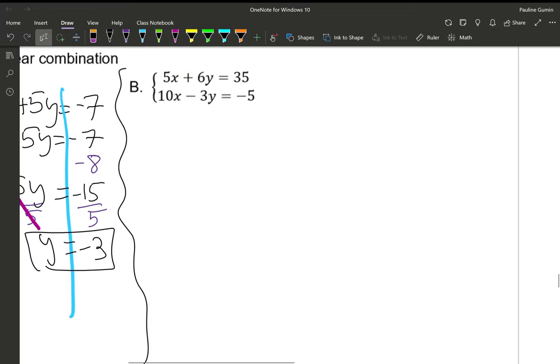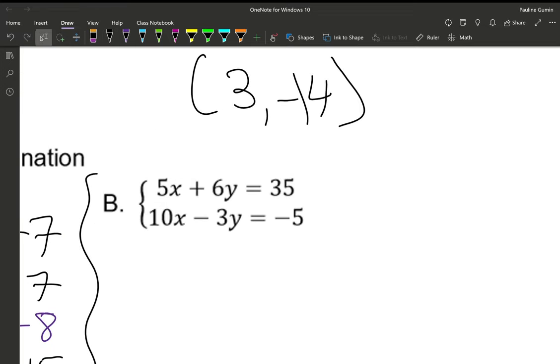Let's do the same thing for letter B. So again, look for the variables that possibly have opposites. Do you see them? I see them in the y's. What should we multiply the top equation by? And what should we multiply the bottom equation by? Hopefully you said or thought to multiply the top equation by 3 and the bottom one by 6.